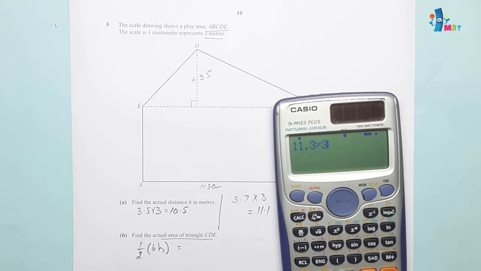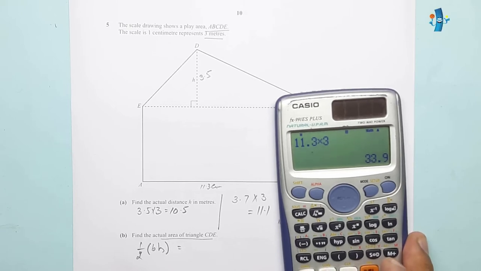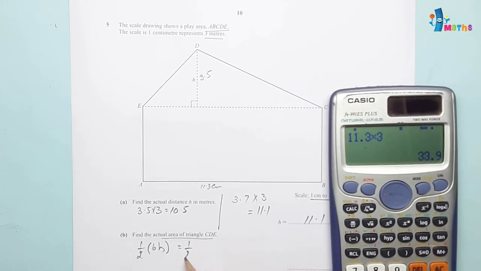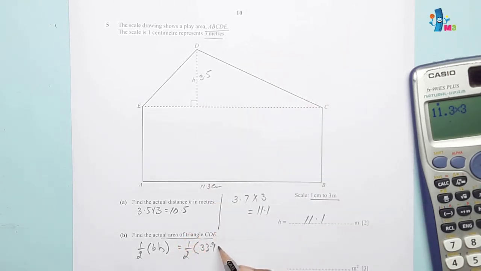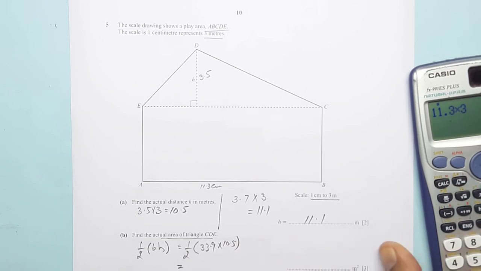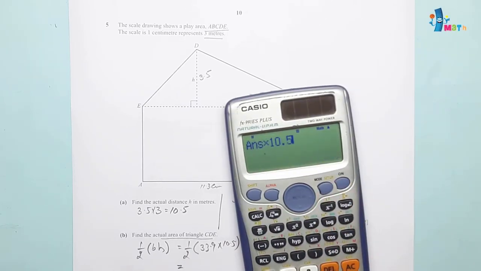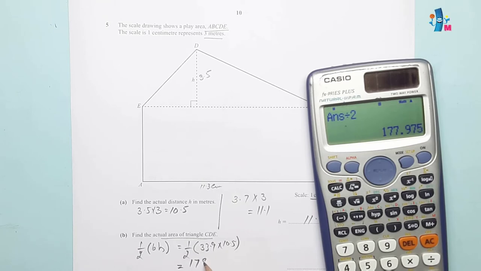So similarly, we can multiply 11.3 multiplied by 3 will be equal to 33.9, half into base, which is 33.9, multiply by height, which we have already taken, 3.5. Basically 3.5 will be 10.5 after converting. So this will be equal to 33.9 multiplied by 10.5, divided by 2, which will be equal to 177.97. We can write 178.